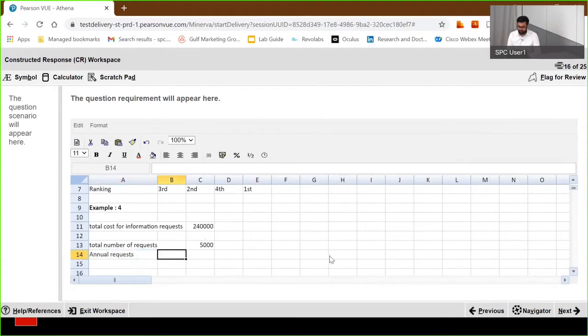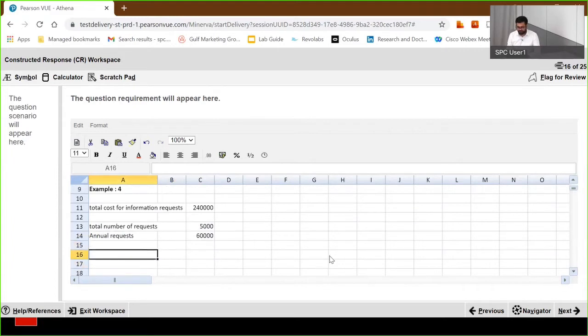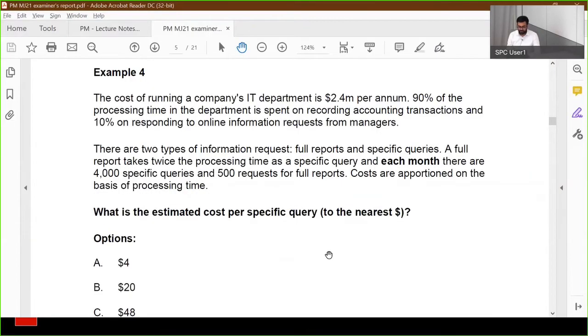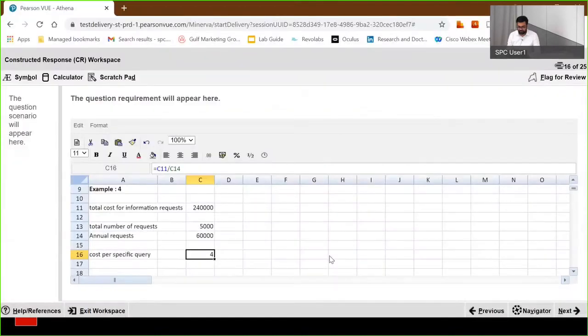So this is monthly request. Let's multiply this with 12 and we'll get the total number of annual requests. Now it's just a division step to get the right answer. So cost per specific query will be equal to the total amount of cost related to information requests divided by the total number of requests, and this gives you $4 per specific query, and the right answer for this question should be A.